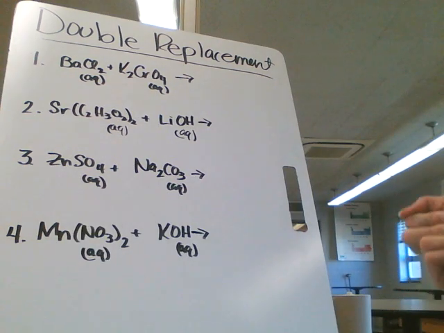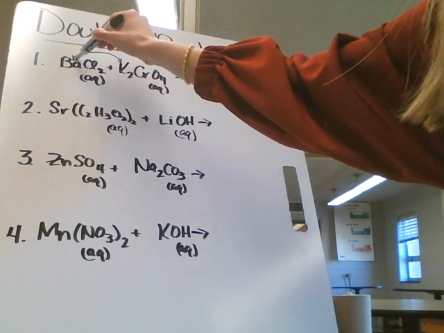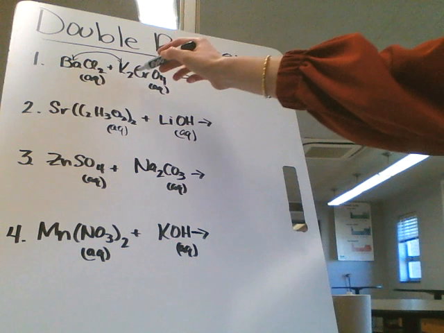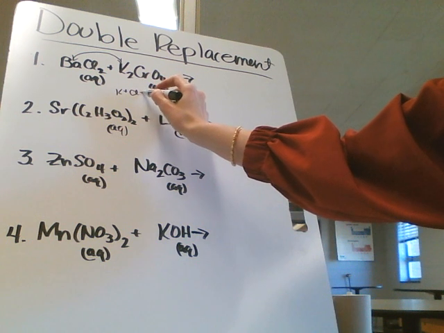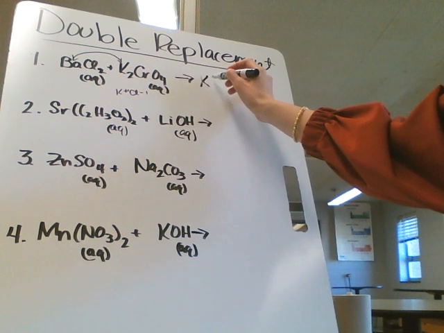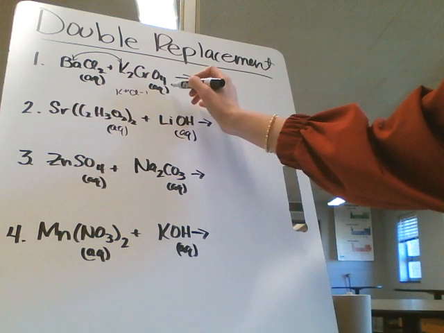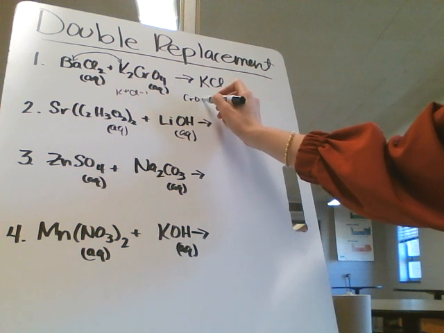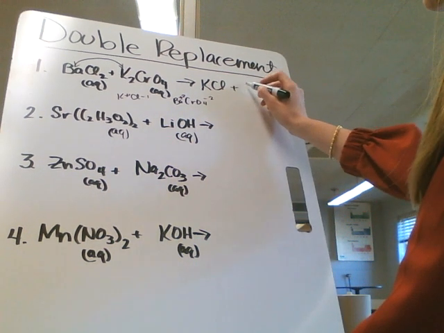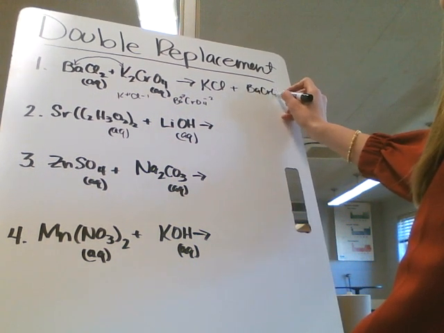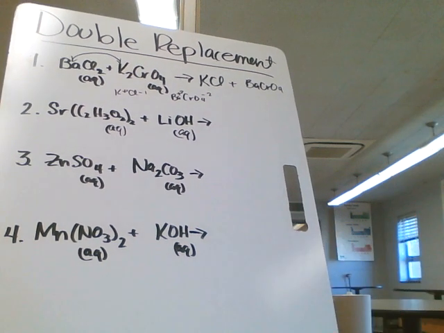Okay, so again, we know that our metals are going to switch spots here. So barium is going to go with chromate, potassium is going to go with chlorine. Potassium again is a +1 here, chlorine is a -1, so we end up with KCl over here. And then our barium goes with our chromate. Our chromate is CrO4, that's a -2, and barium is a +2. So one of each one of those. Okay, so now that we've got our two products, we have to decide, are they soluble or not? So we have to look at our rules.